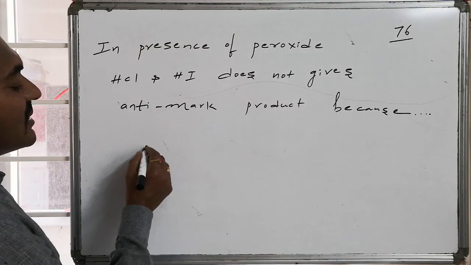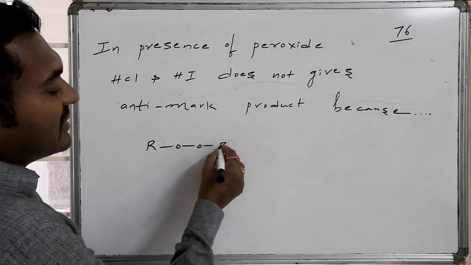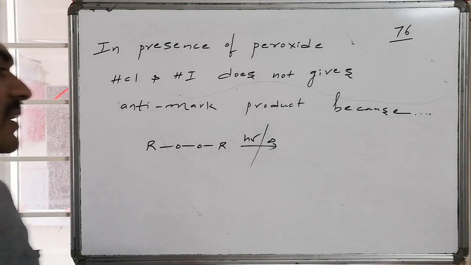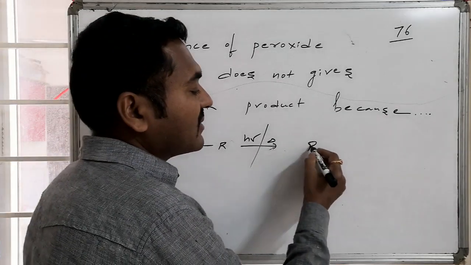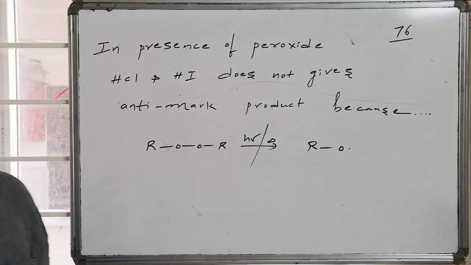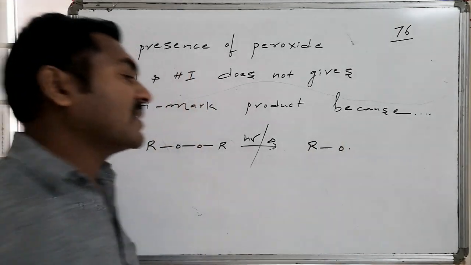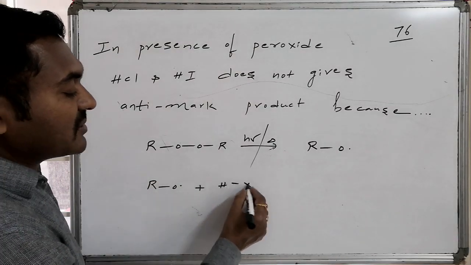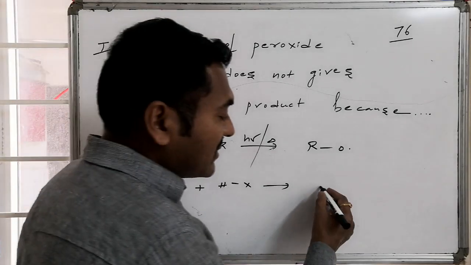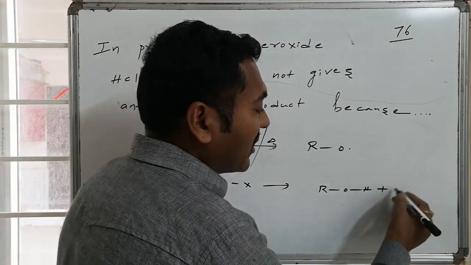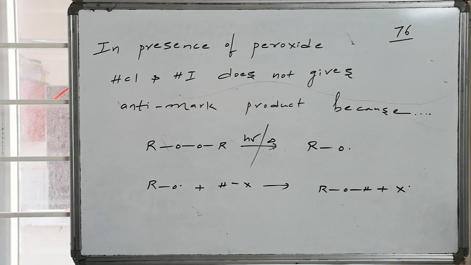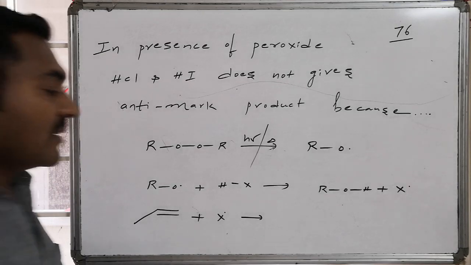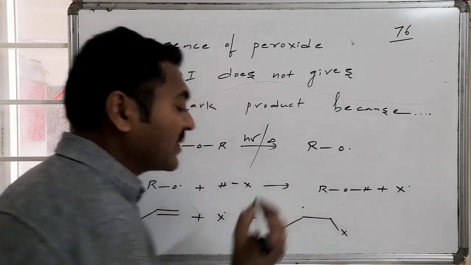Suppose in presence of peroxides, generally what happens is, this is peroxide. This peroxide in presence of light or photochemical conditions or heating conditions generates radicals, that is, an alkoxy radical is generated. This is a radical, this is initiator. Whenever this radical is allowed to react with the hydrogen halide, it results in the formation of a stable ROH followed by X radical. This X radical, whenever it is added to the alkene system, results in the formation of the most stable free radical.